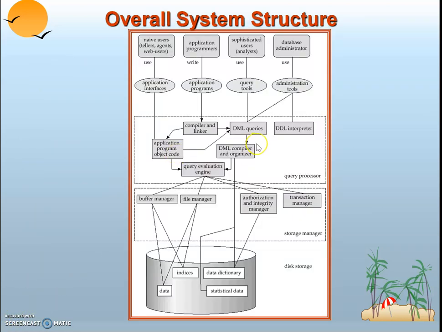Now let's have a glance at the diagram. This is the query processor that we were speaking about, and this entire portion covers the storage manager part, and the last one is the disk storage. The topmost is the type of users that you have in a database system. Those database users we will analyze in the next video. As of now, you have an analysis of this diagram and the functionality of each component of the query processor and storage manager.